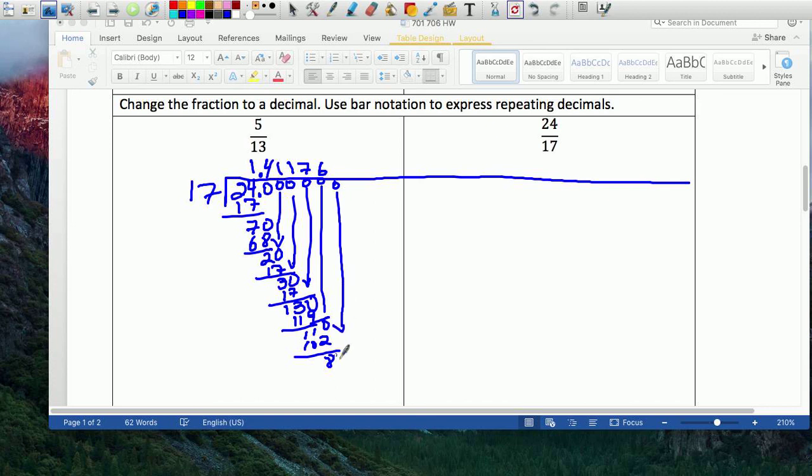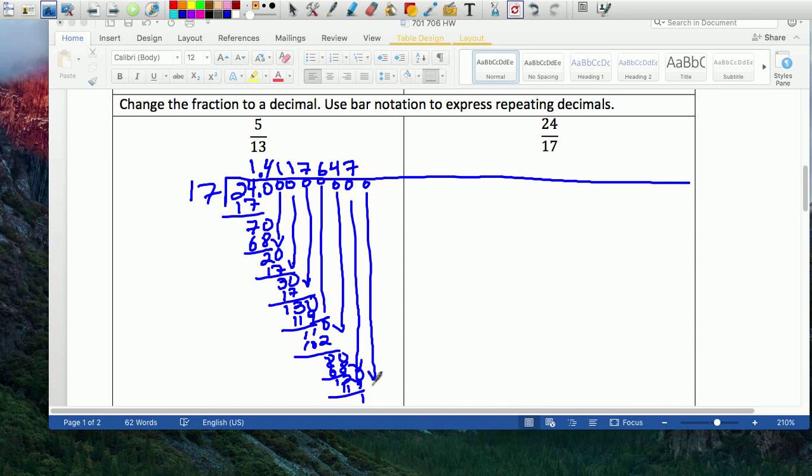0 comes down. 17 goes into 84 four times again. So 4 times 17 is 68, and I have 12 left over. Bring a 0 down. Notice nothing's repeating yet. So 120, 17 times 8 maybe? No, 17 times 7. Yeah, it's 7. So it's 119, 1 left over.